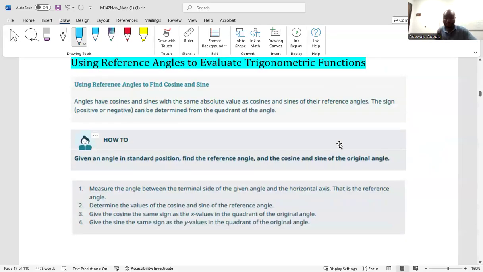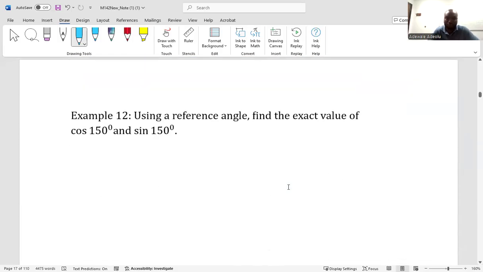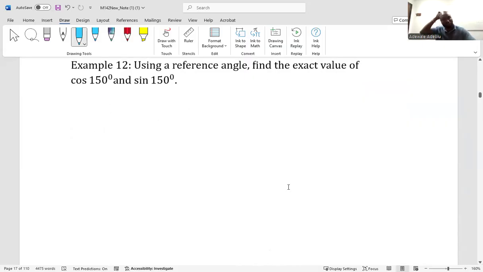So the concept of reference angle. Just like I said, angles have cosines and sines with the same absolute value as the cosines and sines of their reference angles. The sign, be it positive or negative, can be determined from the quadrant of the angle, just like I explained. All my explanation is here. Let us look into an example.